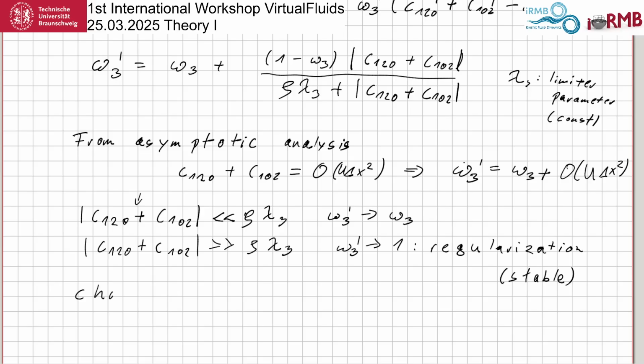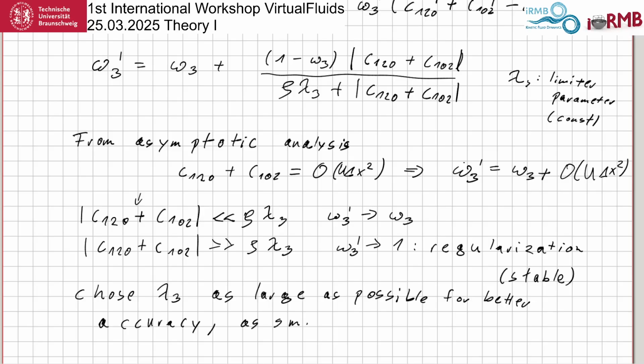So then this means that you have to choose this lambda 3 as large as possible and as small as necessary. So for better accuracy, as large as possible, and for better stability, as small as necessary. And I cannot tell you how to do this. You have to try it out.